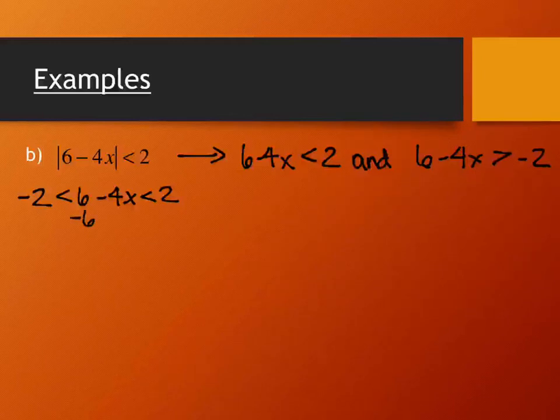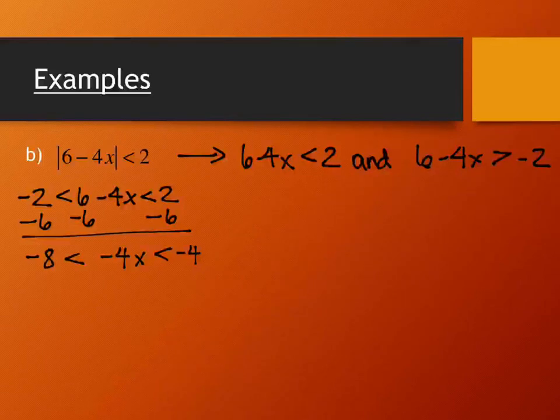So in the middle, for example, we're going to use our same order of operations to subtract 6 first, but I have to subtract 6 on all 3 parts. So negative 2 minus 6 would end up giving me what? Yeah, negative 8. Sign stays the same. I have negative 4x in the middle. And then 2 minus 6 is negative 4.